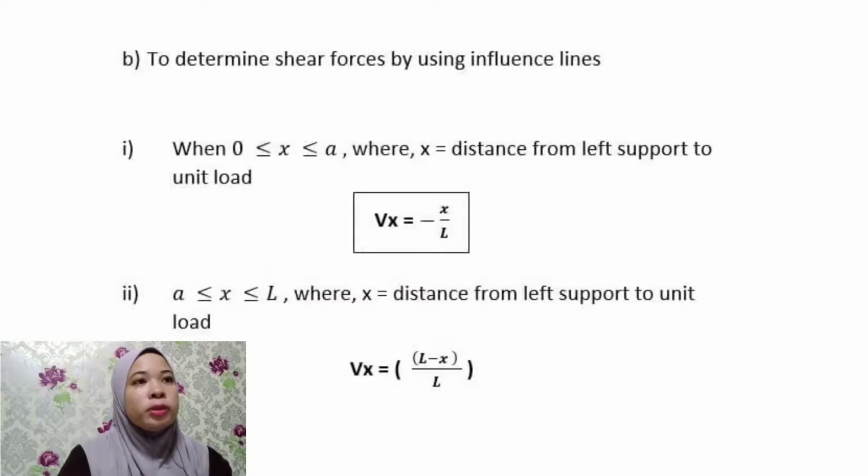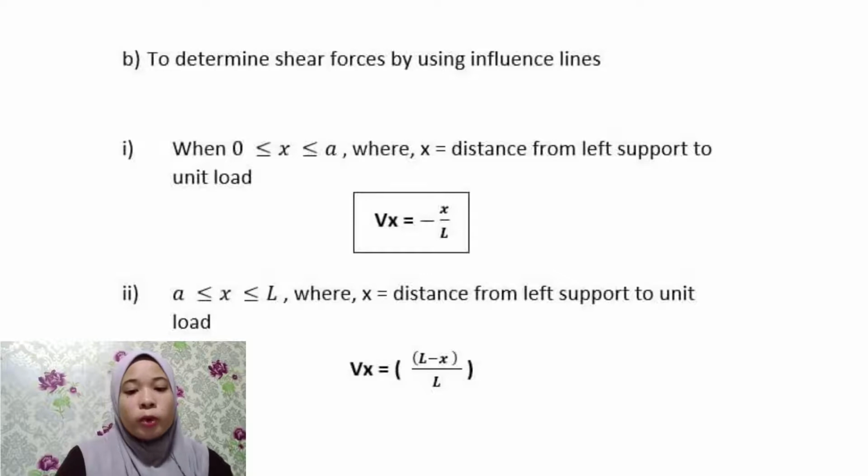I will continue with B, to determine shear force by using influence lines. This is an example for determining shear force. First, when x is more than or equal to 0 and less than or equal to a, where x equals the distance from the support to the unit load. The formula is in the box. Second, when x is more than or equal to a and less than or equal to L, where x is the distance from the support to the unit load. The formula is in the box.